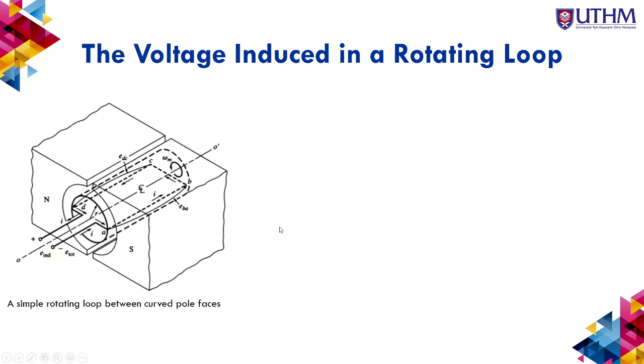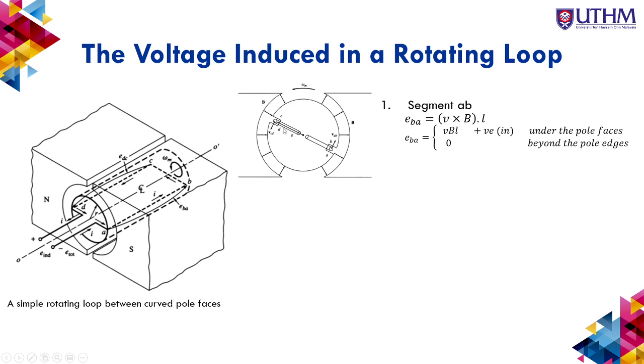So this is what I showed just now. At segment AB, we use our right hand rule just now. We find out that there is a flow direction for the AB, where the positive is inward, just at the pole face. Outside the pole face, there will be 0.